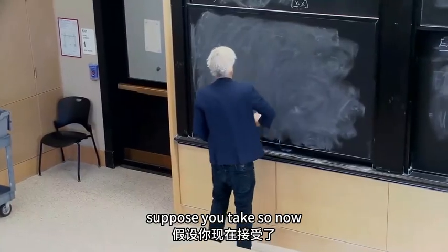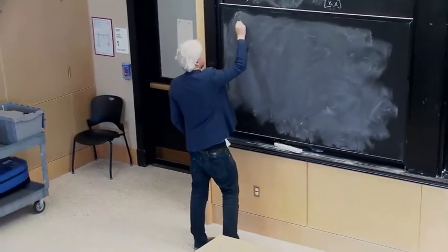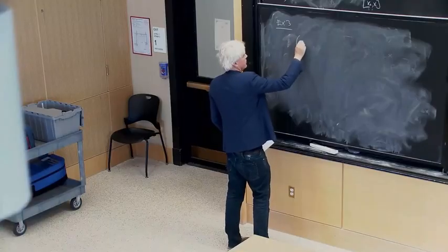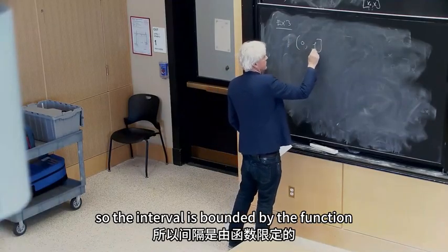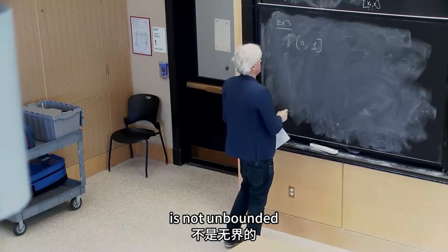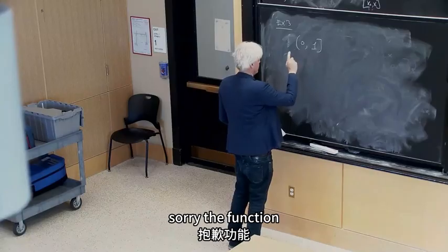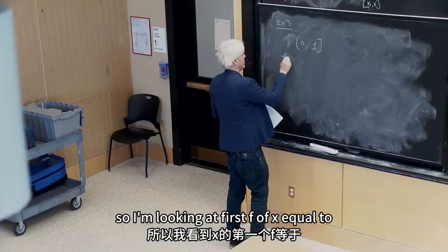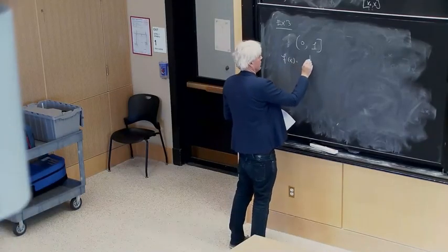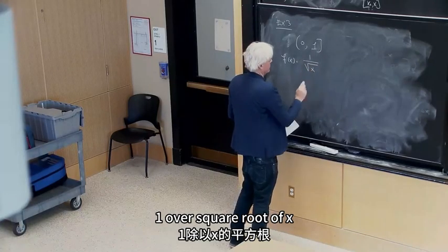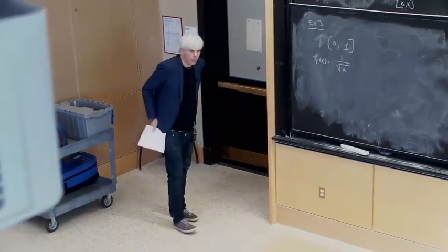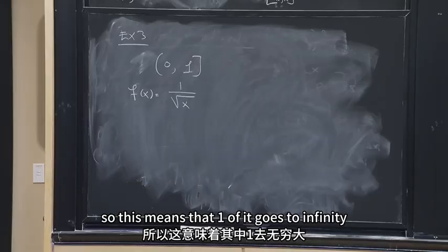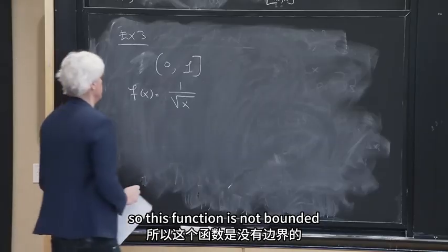Suppose you take the interval, so the interval is bounded, but the function is unbounded. So I'm looking at first f of x equal to 1 over square root of x. As x goes to 0, square root of x goes to 0. So this means that 1 over it goes to infinity. So this function is not bounded.